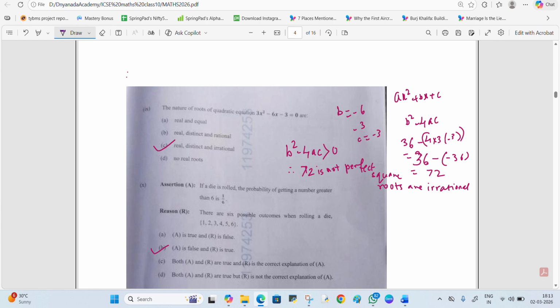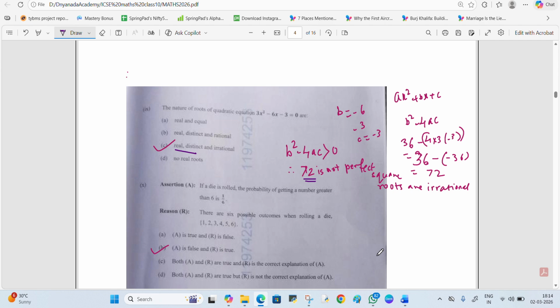Now the roots. Calculate 3x square minus 6x minus 3 is equal to 0. b is equal to minus 6. Calculate b square minus 4ac, find it out. Since that value is greater than 0, you can say the roots are real and distinct. But now decide whether rational or irrational. Since this 72 is not a perfect square, you will say it is irrational.